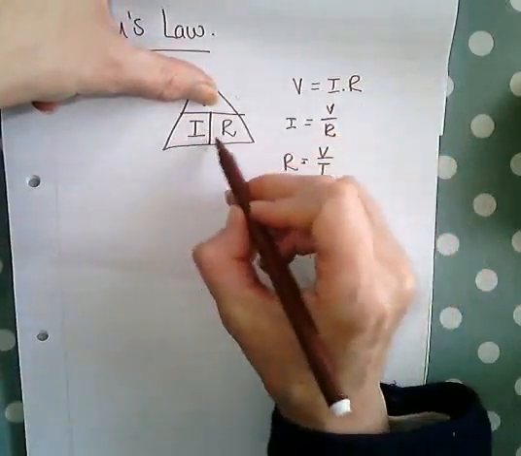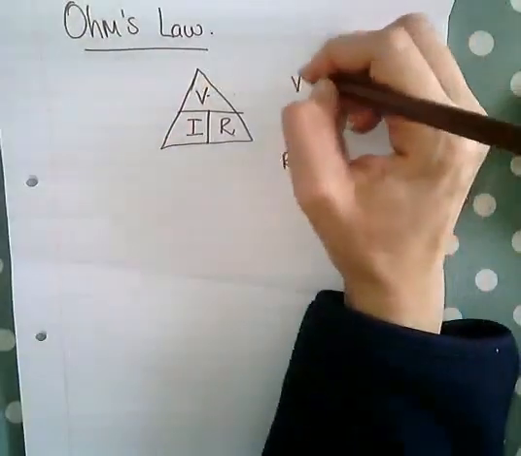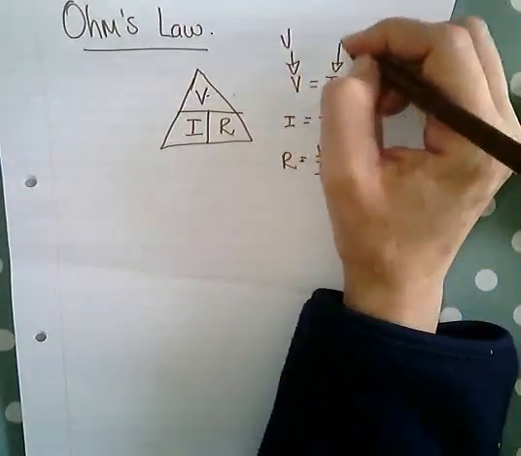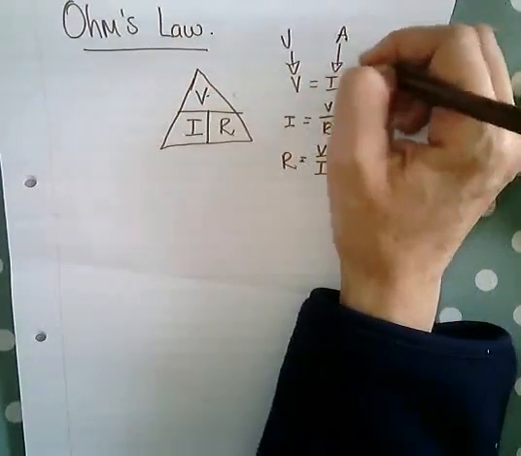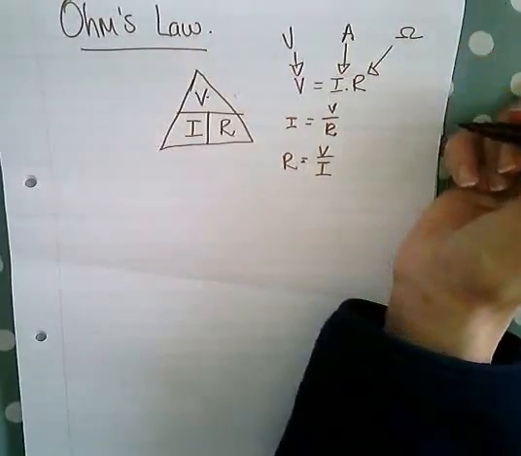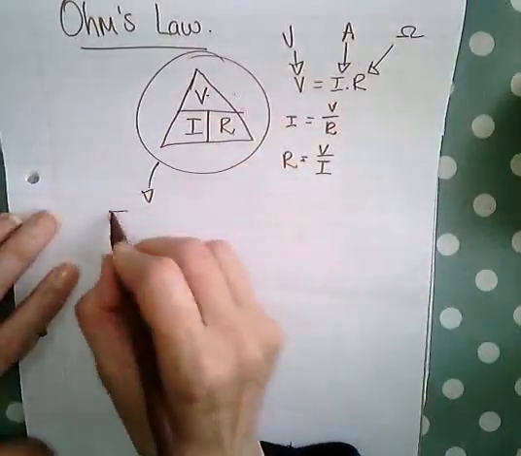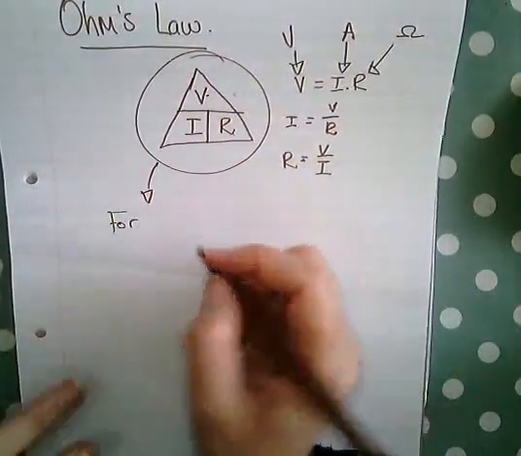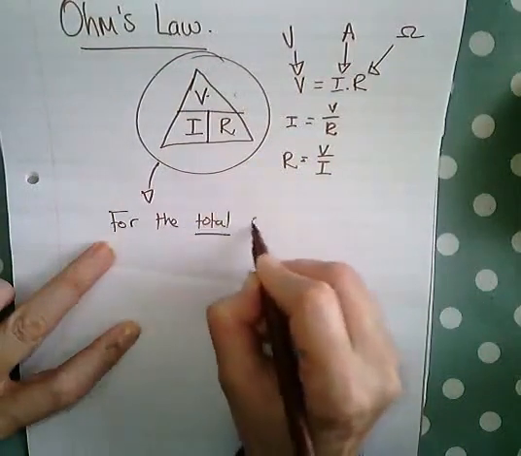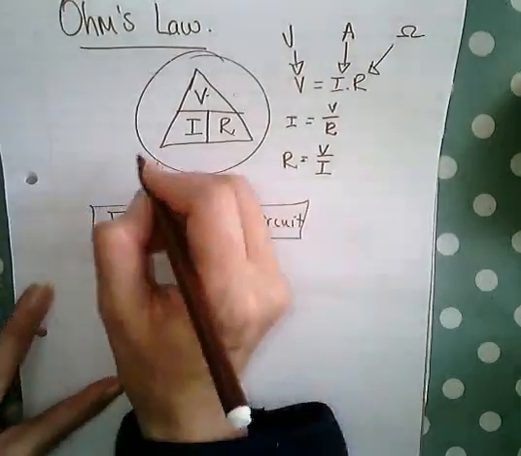Again, V is potential difference in volts, I is current in amperes, and R is resistance in ohms. Okay. So this is true for two things. For the total circuit, this is true. And this is also true for each individual component.